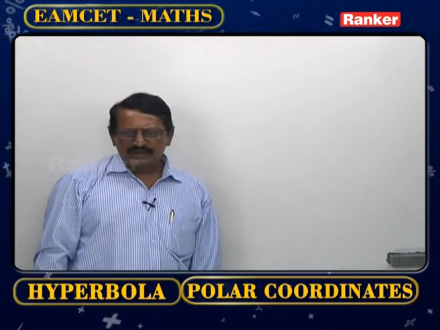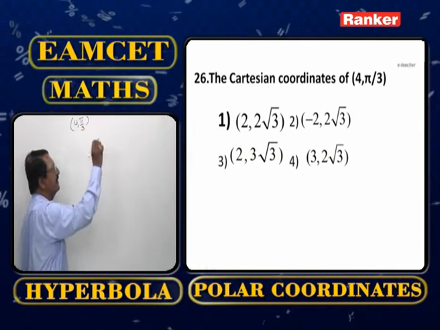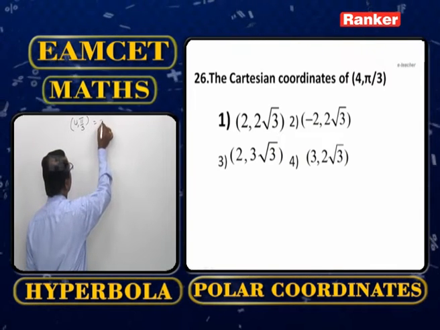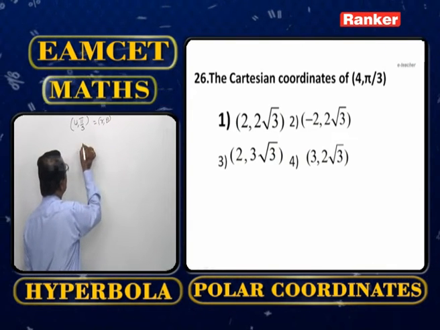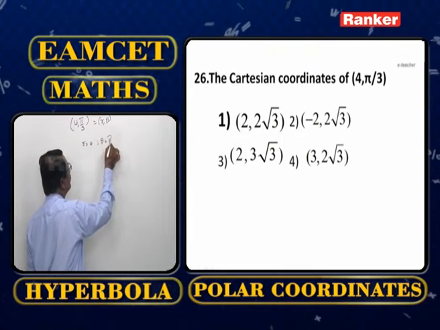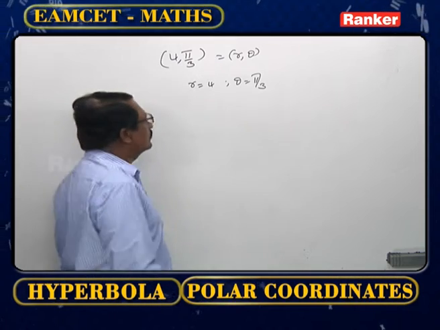Next problem, find the Cartesian coordinates of (4, pi by 3). Now given (r, theta), here r equals 4, theta equals pi by 3. Required are the Cartesian coordinates (x1, y1).